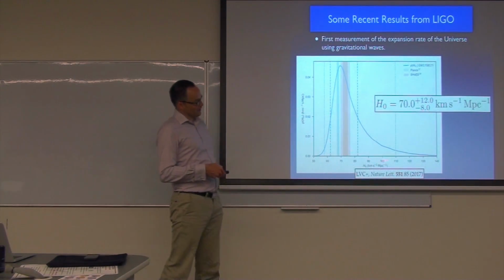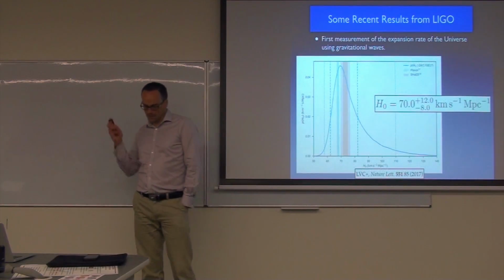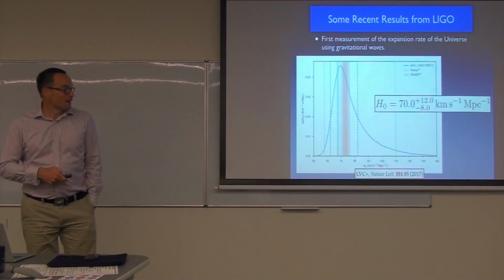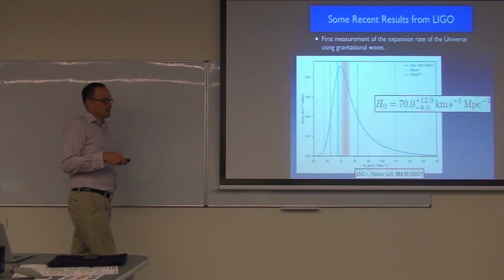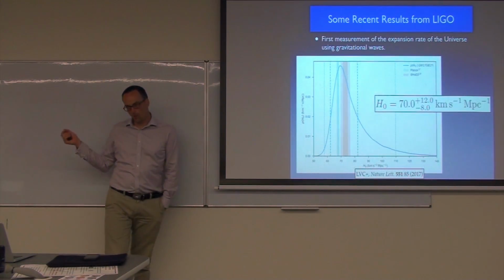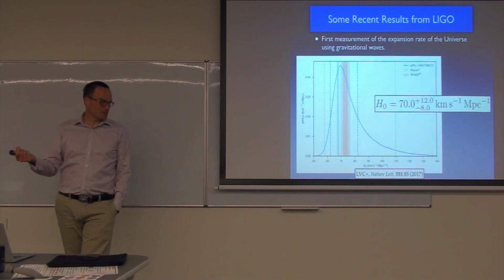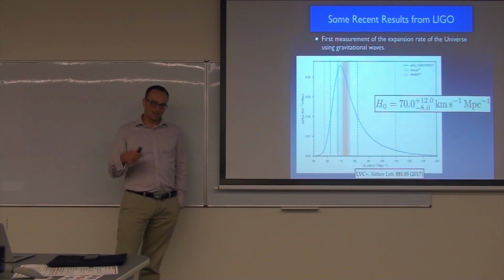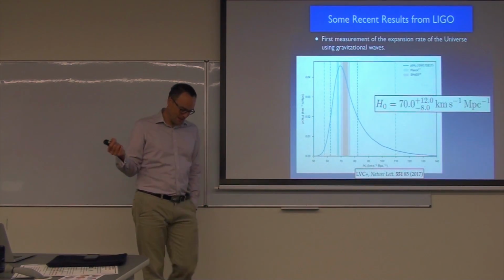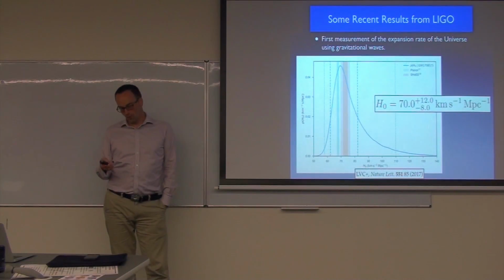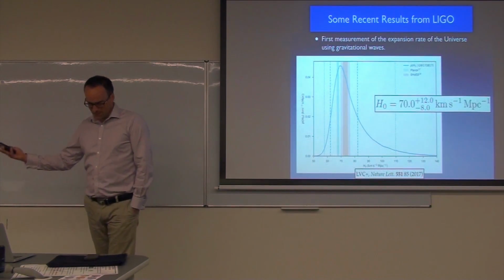Another thing this neutron star event enabled us to do was measure the expansion rate of the universe using gravitational waves. So the idea here is that what you can measure very well from a gravitational wave event is the luminosity distance to the source. And you don't have to calibrate this to any local distance scale, it just comes directly from measuring the strain. So we can get a very accurate estimate of the luminosity distance to the source.